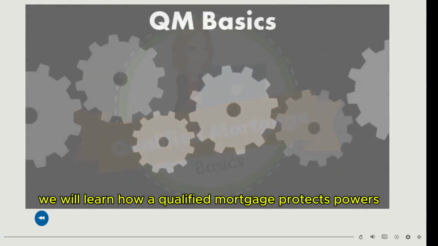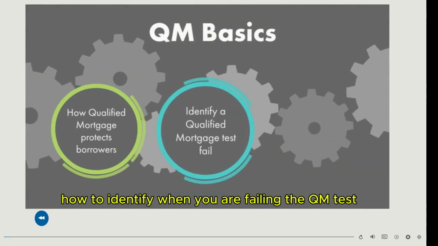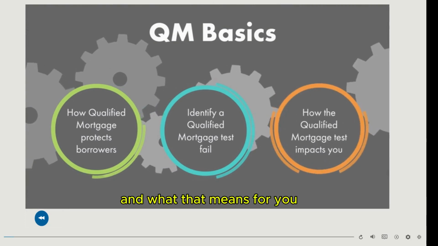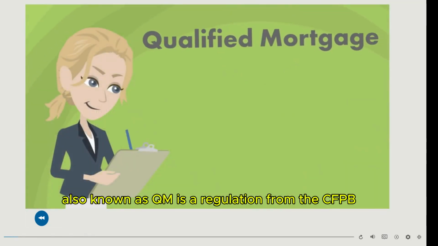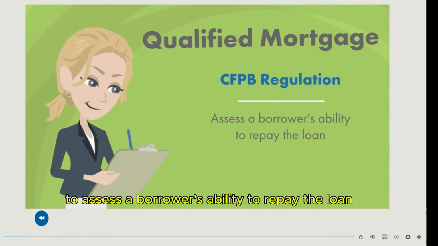In this video, we will learn how a qualified mortgage protects borrowers, how to identify when you are failing the QM test, and what that means for you. The Qualified Mortgage Test, also known as QM, is a regulation from the CFPB to require lenders to assess a borrower's ability to repay the loan.